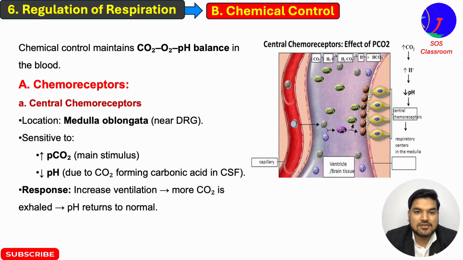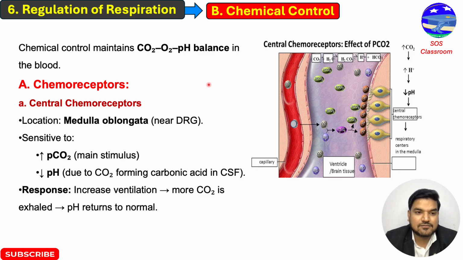Next is the chemical control. This is a very complicated structure, but we will try to solve it. First of all, inside the blood there is carbon dioxide, there is oxygen, and there is a pH level. The pH level is 7.35 to 7.45, which is slightly alkaline in nature.